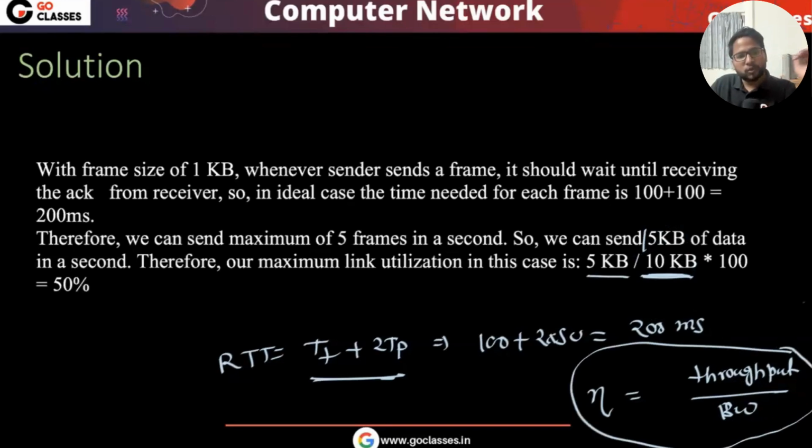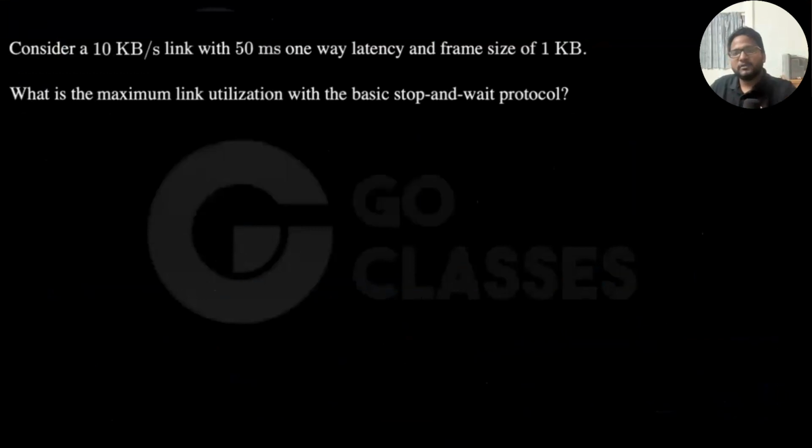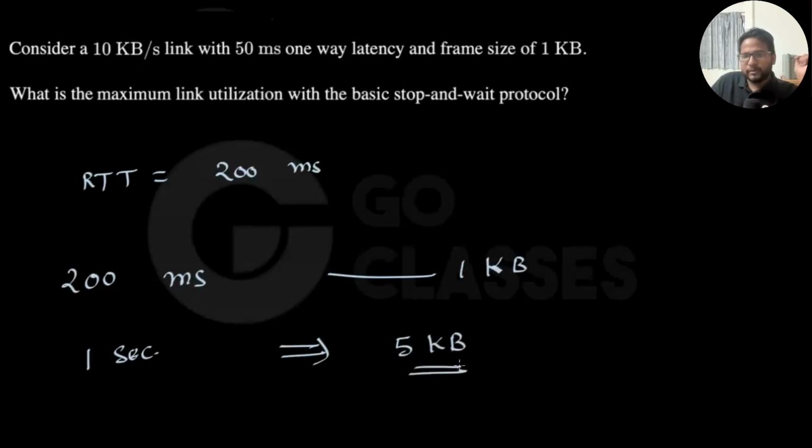So they're first finding out the throughput. Throughput is what we are doing in 1 second, I mean, how many bytes we are sending in 1 second. See, the RTT here is coming out to be 200 milliseconds. You just tell me, in 200 milliseconds, how many bytes are you sending? 1 KB, isn't it? Because you are sending 1 frame in stop and wait. Now, in 1 second, how much will you be sending? Just multiply by 5 on both sides, which is 5 KB. In 1 second, you are sending 5 KB.